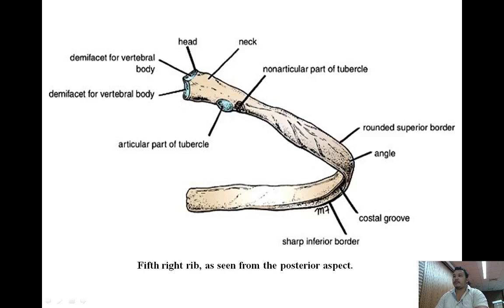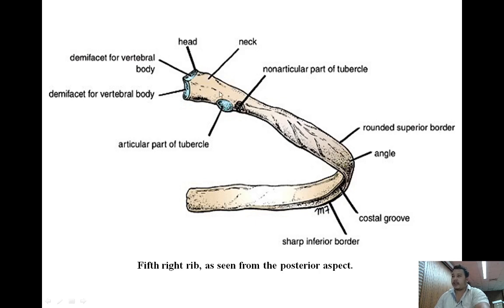See, this one is the head. The head has two demifacets. The lower one is bigger and it articulates with the body of the corresponding vertebra. That means if this is the fourth rib, then this lower facet will articulate with the T4 vertebra, and the upper one will articulate with the T3 vertebra. And this apex, in the middle between the two facets, it articulates with the intervertebral disc. We'll show this in another diagram. So this is the head.